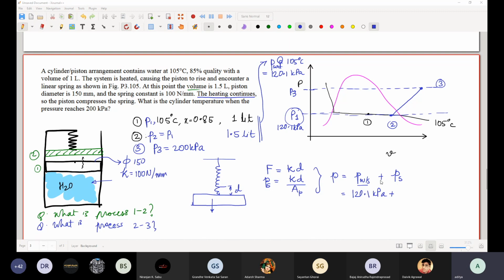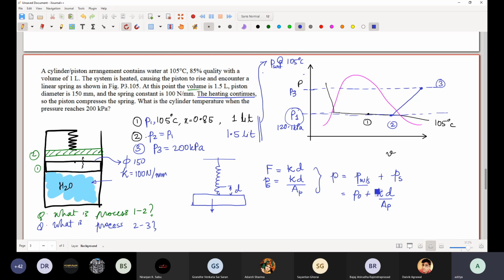The values right now don't matter. We just like to do it symbolically. Forget about this, but it is what they said it is. So let's just call it P naught. Now the pressure due to spring is Kd over area of the piston.